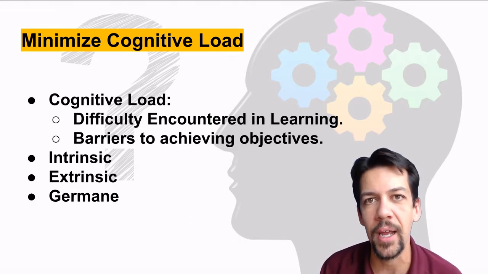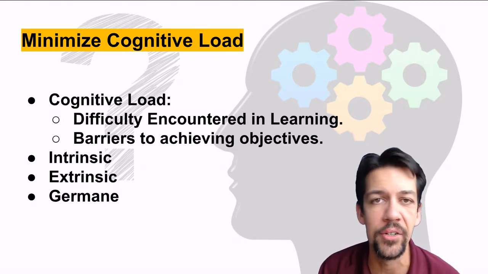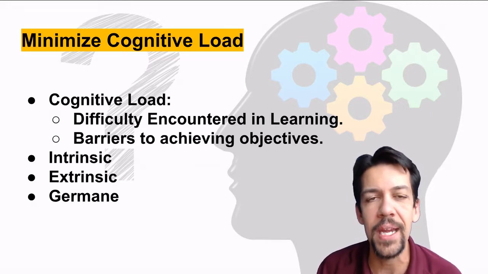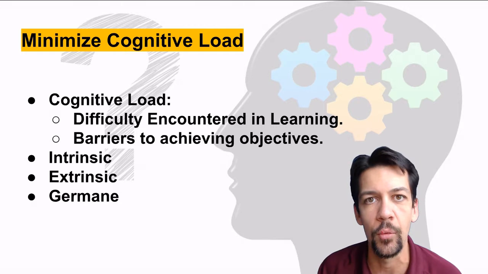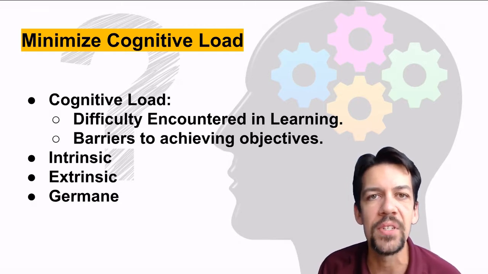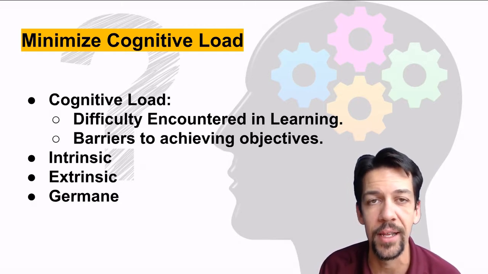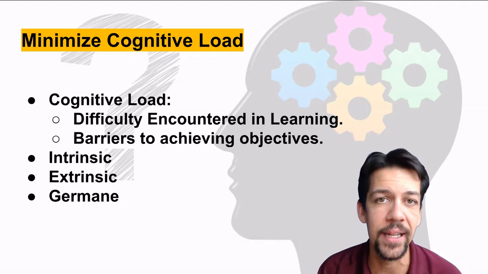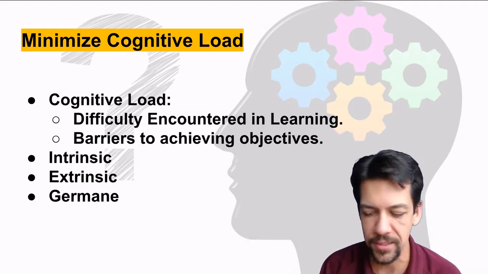So basically, intrinsic we can't really change. The extrinsic we want to try and minimize, and the germane cognitive load, that's the part that we want to facilitate. We don't necessarily want to minimize that. We want to give students the opportunity to integrate the knowledge that they're acquiring into their own ideas, and then be able to apply it in different domains.